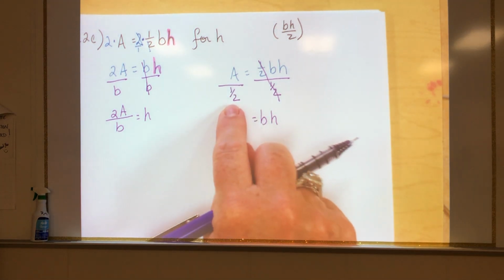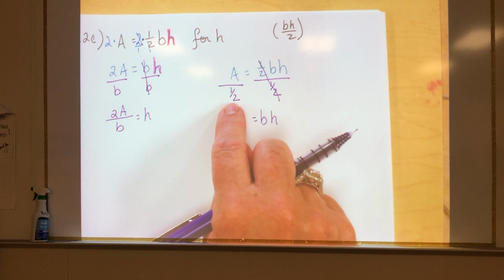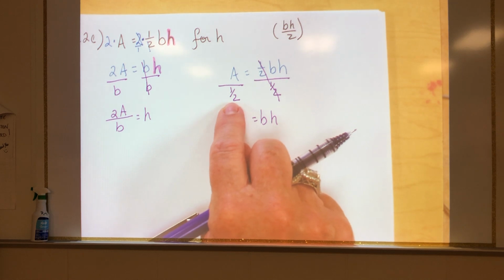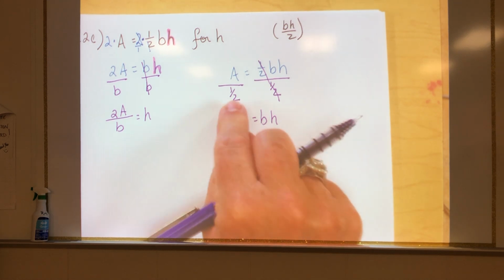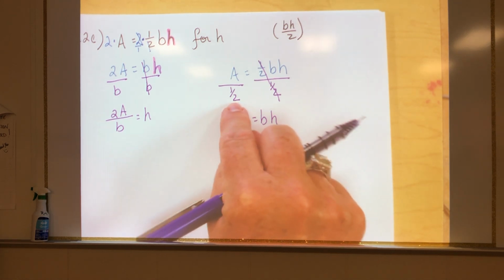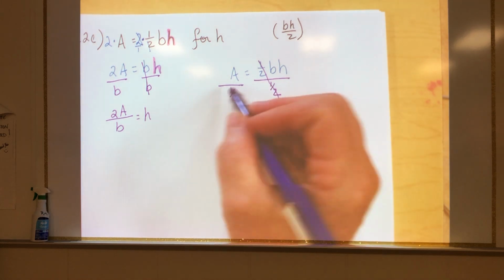Oh no, people, you get put in jail for stuff like this. No, you cannot have a fraction within a fraction or a decimal within a fraction. That's illegal. So this is wrong. It can't be written like this, but watch this. What does this line mean?